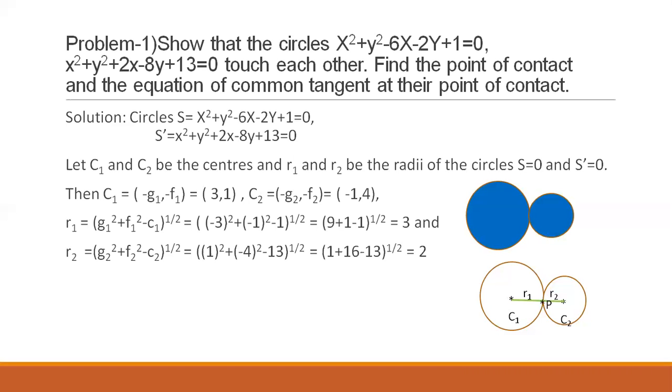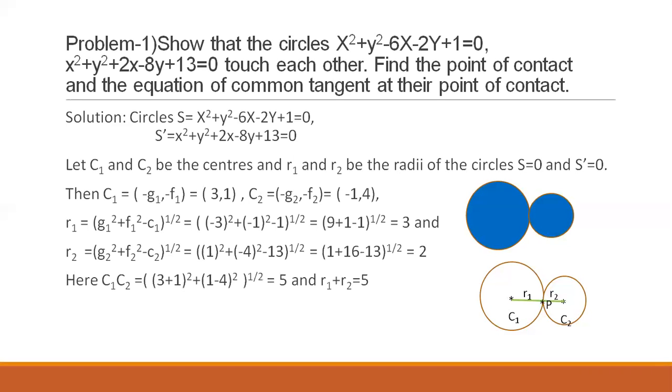Similarly, R2 is equal to, these values are from the second circle, square root of G2 square plus F2 square minus C2. So simplification gives us R2 is equal to 2.